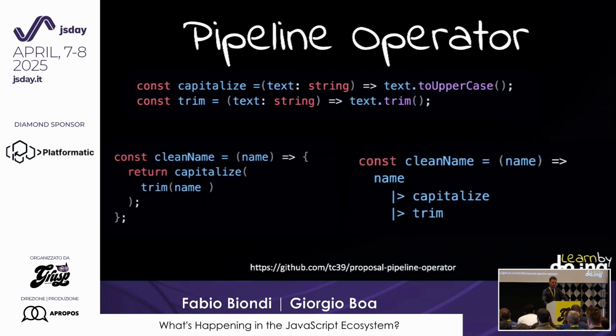And another interesting proposal is the pipeline operator. It should improve readability and reduce parentheses in deeply nested function calls. I'm not sure if I like it. Do you like it?